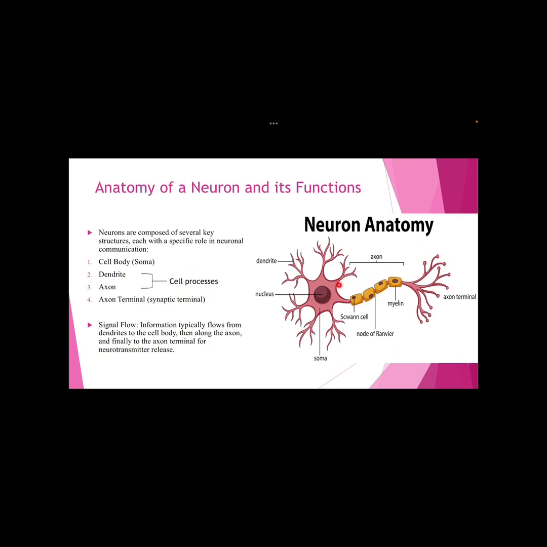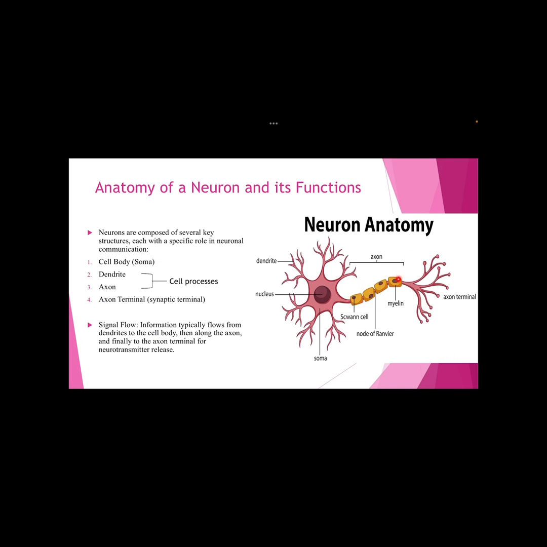First, we have the cell body, which contains the nucleus. We have the dendrites, we have the axon, and we have the axon terminals. So the signal flow of the information will flow from the dendrites to the cell body, to the axon, and then to the axon terminals. The axon terminals will secrete what is called neurotransmitter. Neurotransmitters are chemical messengers which will help to transmit the signal from this neuron to another neuron.